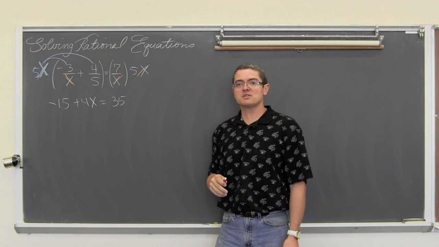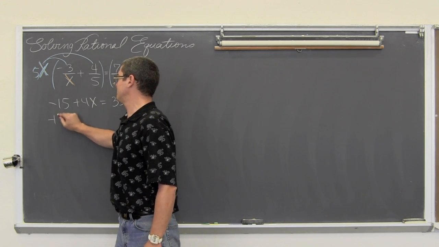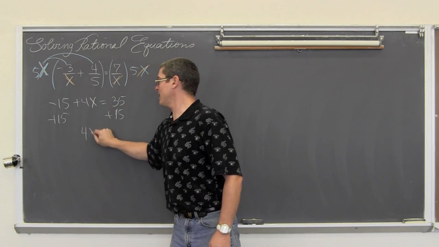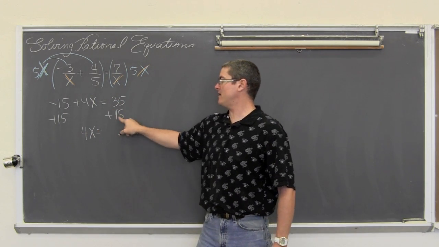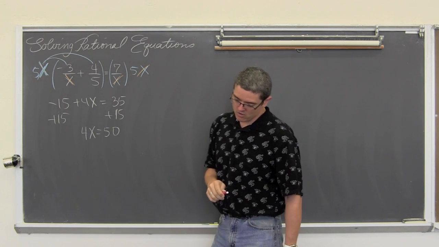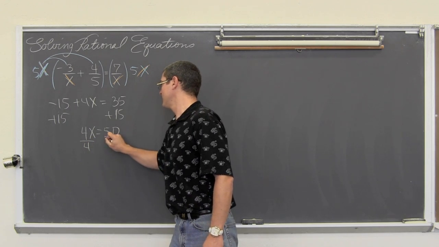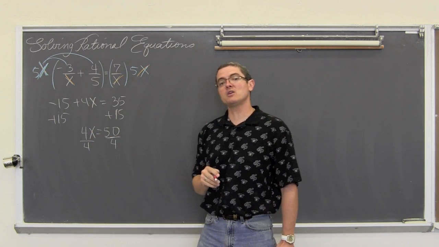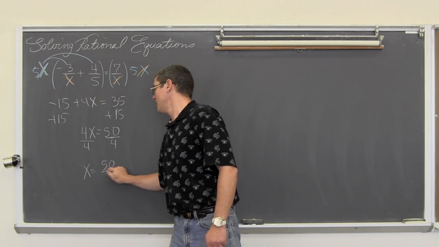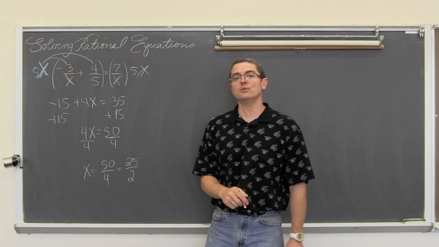Again, this one is a fairly straightforward question, so we're just going to add 15 to both sides and get 4x is equal to 35 plus 15, which is 50. We're going to go ahead then and divide everything by 4 to undo that multiplication of 4 on the x, and we get x is equal to 50 over 4, or 25 over 2.